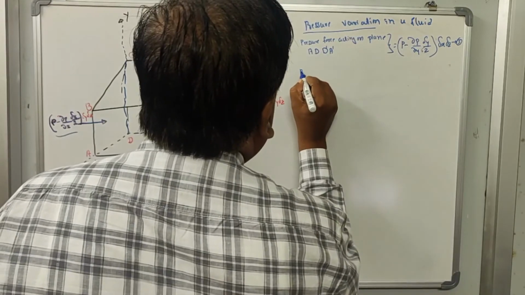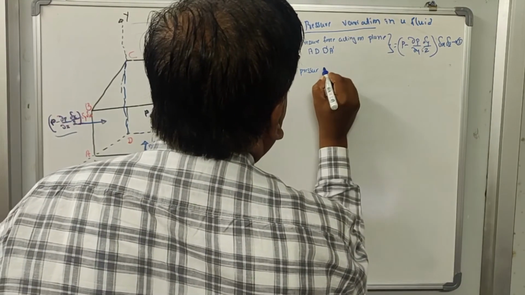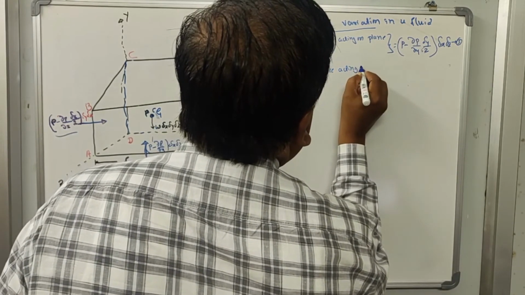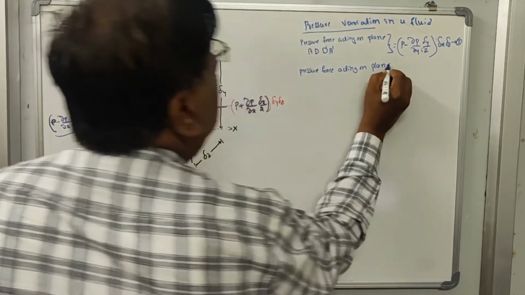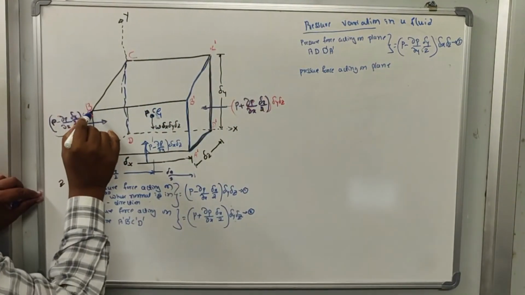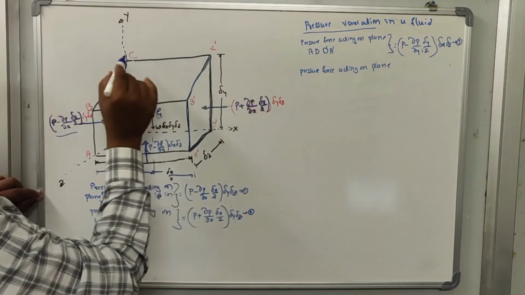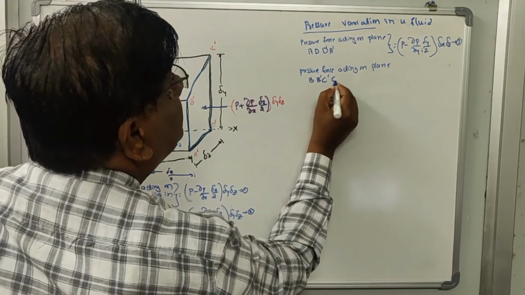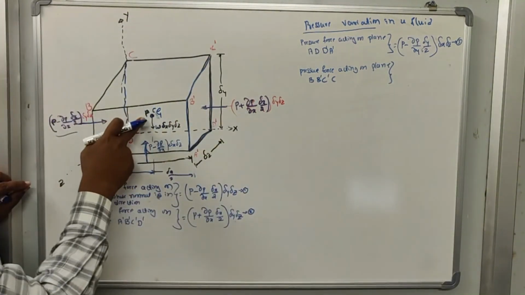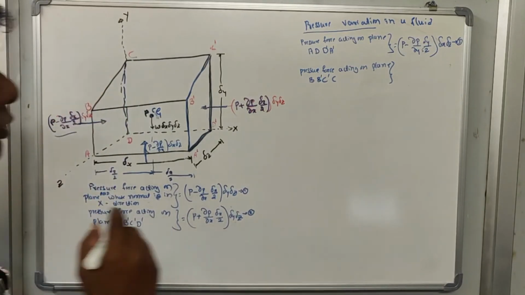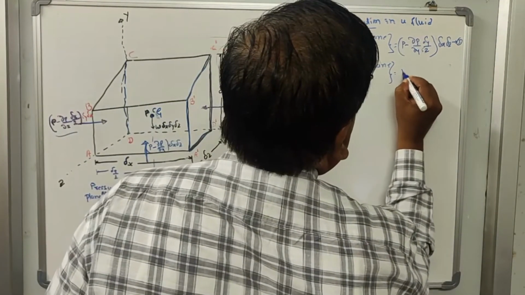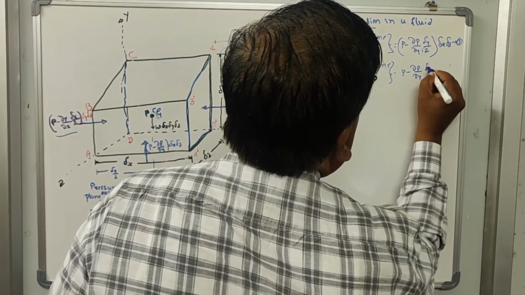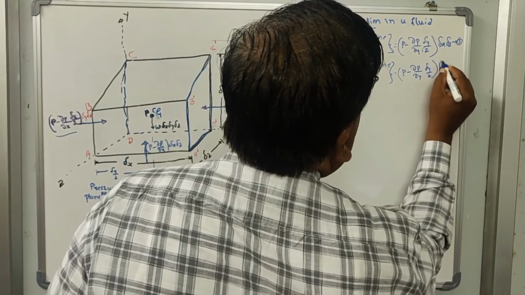Similarly, the pressure force acting on this plane B dash C dash C, which is above the CG point at a distance delta y by 2, is P plus dabba P by dabba y delta y by 2.